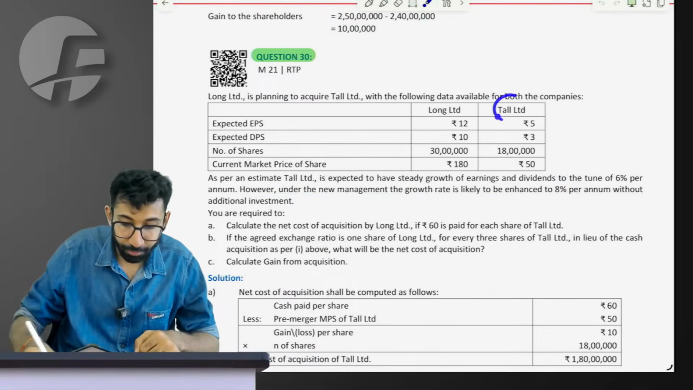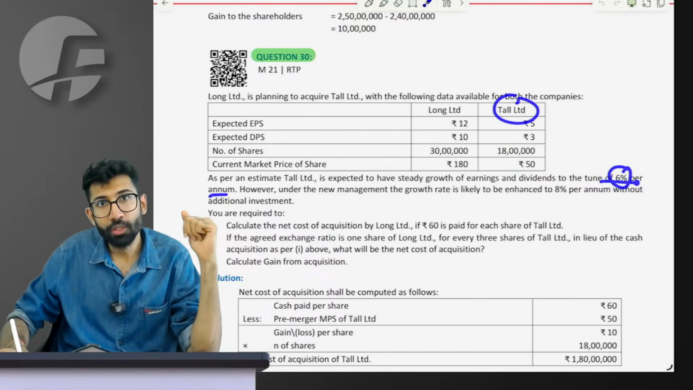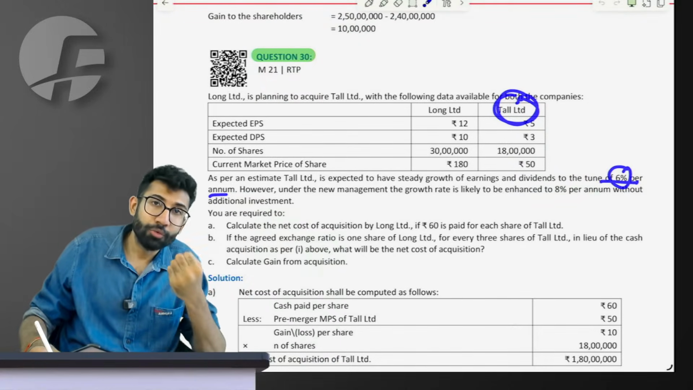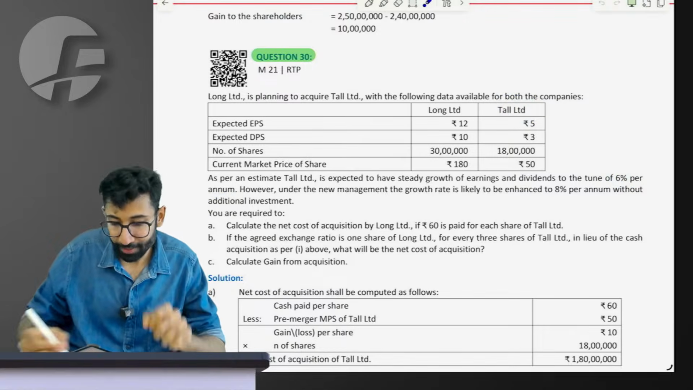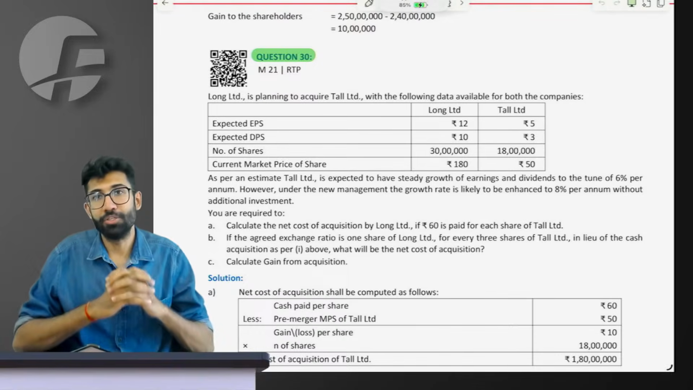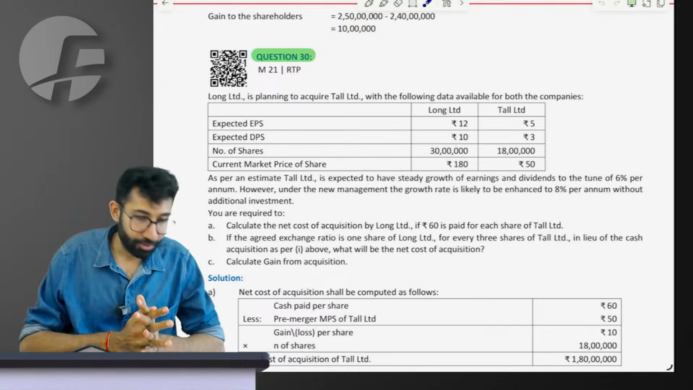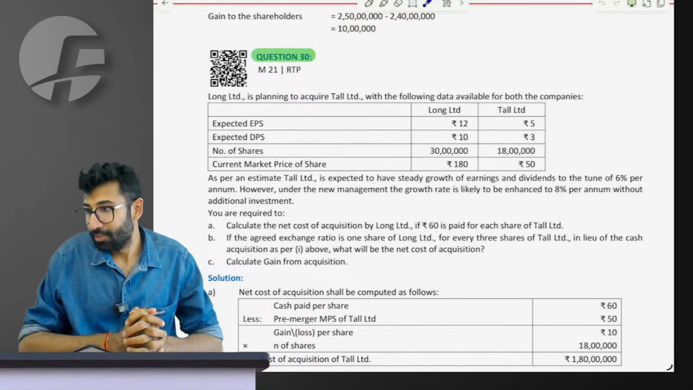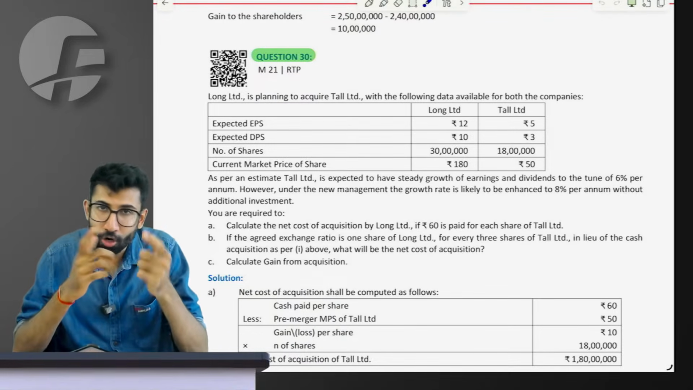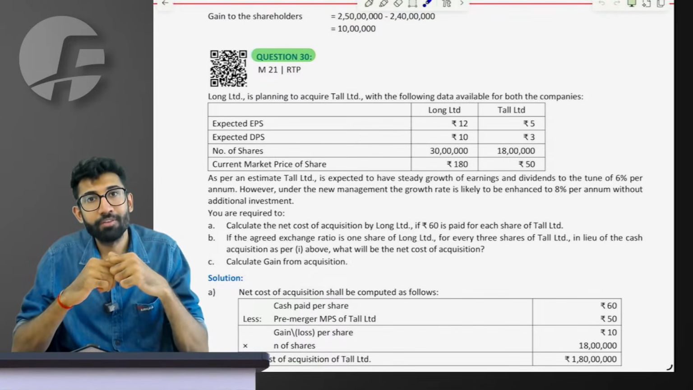Sir, the earnings and dividends of this company grow every year by 6% per annum. When I acquire you, I'm the acquirer, you're the target. So Tall Limited, when I acquire you, with the same investment, you will now grow at the rate of 8%. How many of you can feel that there is some information regarding synergy? There's some information regarding synergy. We are not able to figure out whether we have to find synergy in earnings or synergy in value.